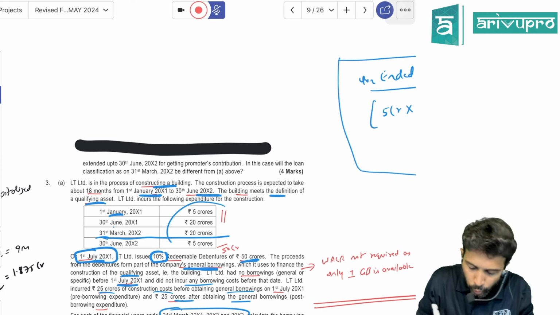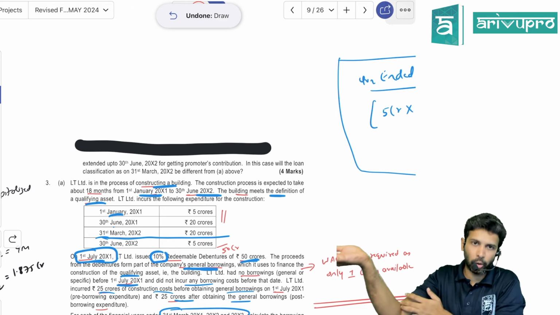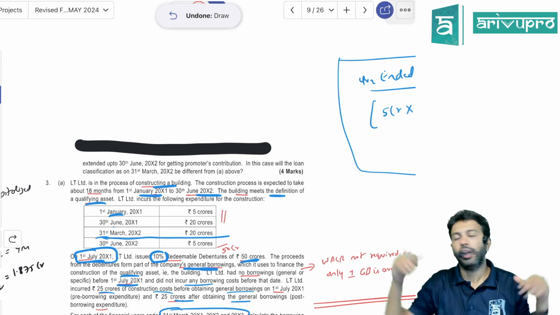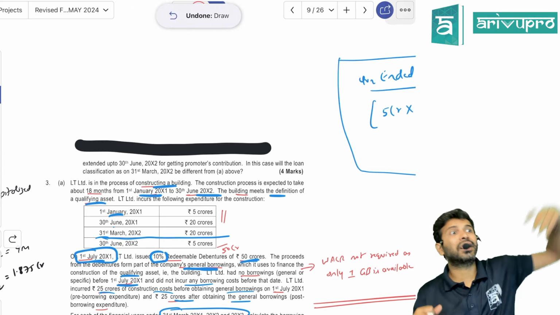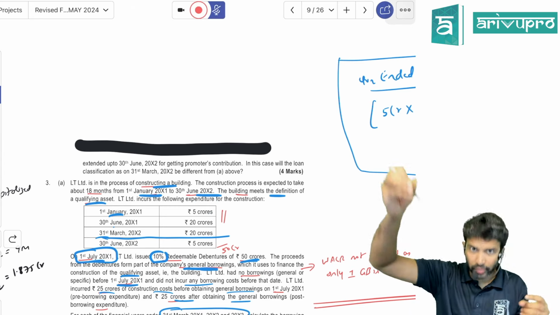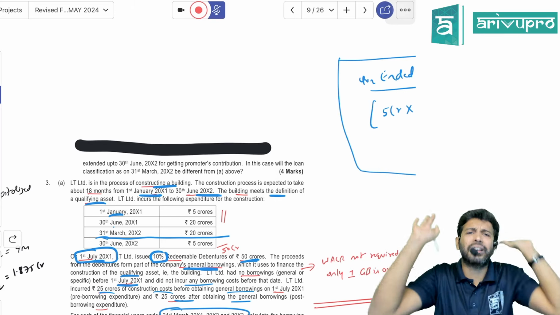Normally we don't worry which borrowing this 5 crore came from, because we can have multiple borrowings, right? So we'll not worry whether this 5 crore came from our own money, or from general borrowing, or which general borrowing it came from. We'll just calculate the time weighted expenditure.